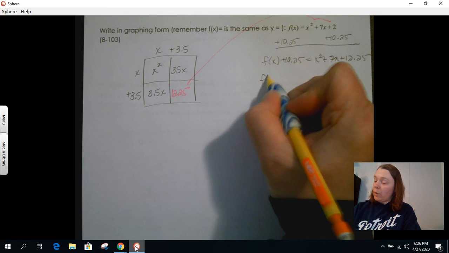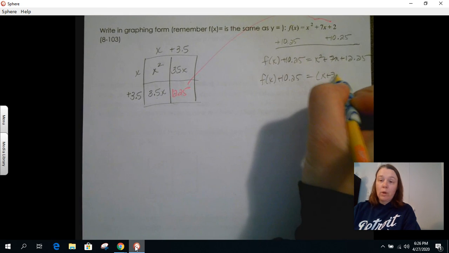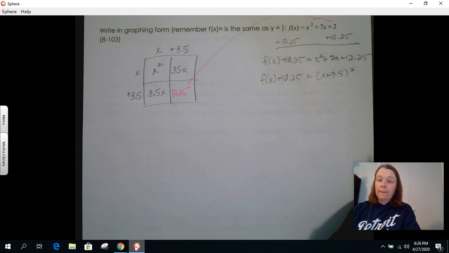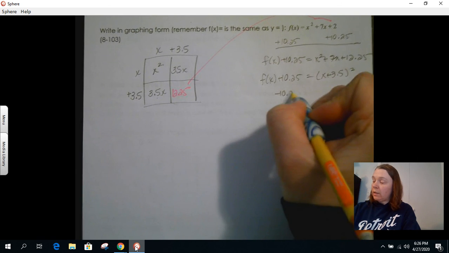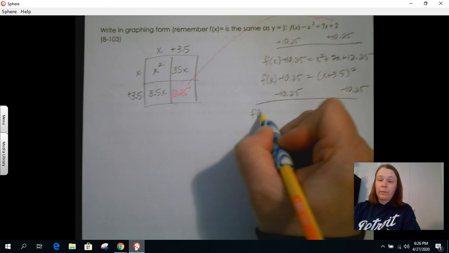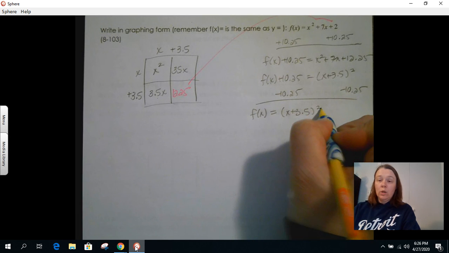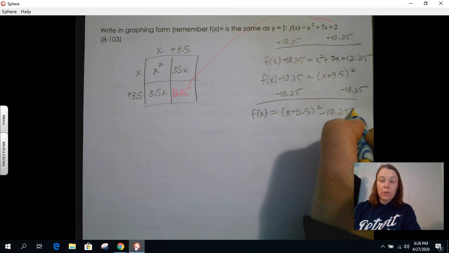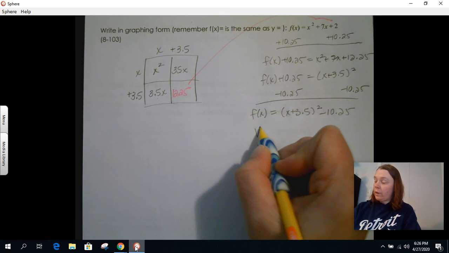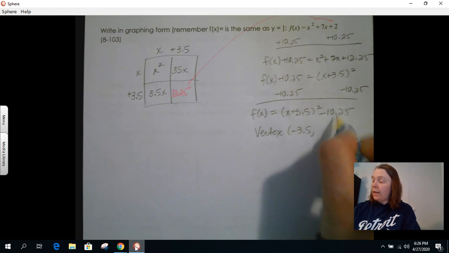And then I can write that right-hand side as x plus 3.5 squared. And then subtract the 10.25. And then once you have that, you can say what your vertex is. So our vertex would be opposite, so negative 3.5, and then stays the same.